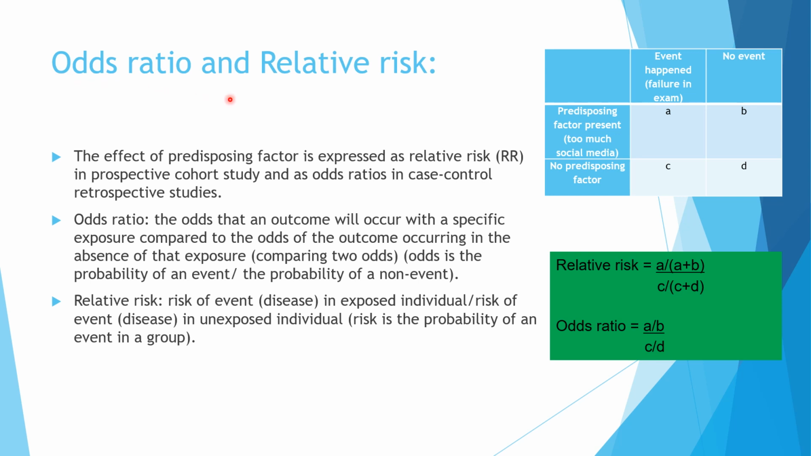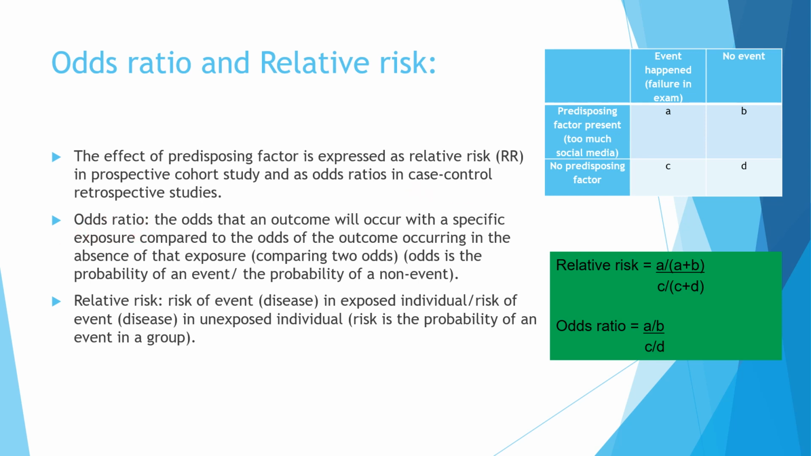Now let's talk about odds ratio and relative risk and explain the difference between them. Both of them are similar in that they describe or assess the relation between certain risk factors and an outcome. Usually we use the relative risk for prospective cohort studies and the odds ratio for case-control retrospective studies. What is the odds ratio?